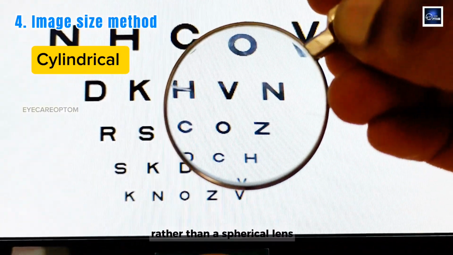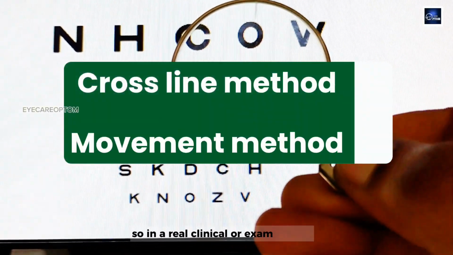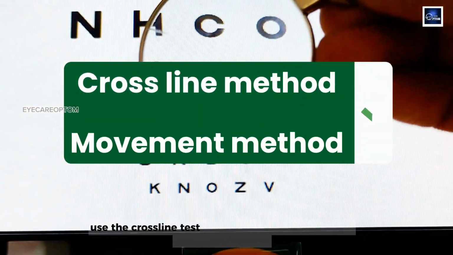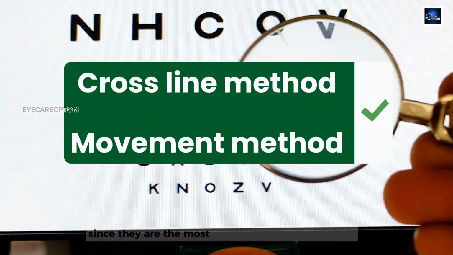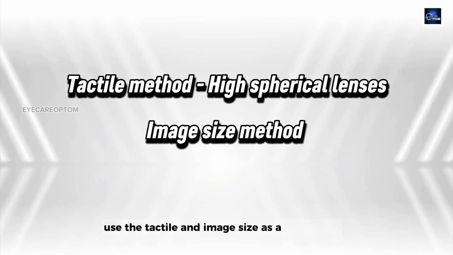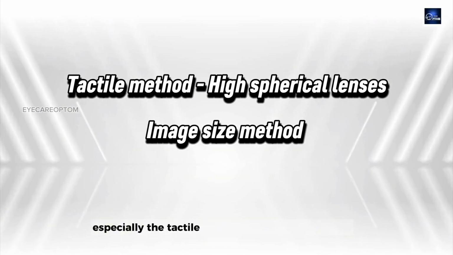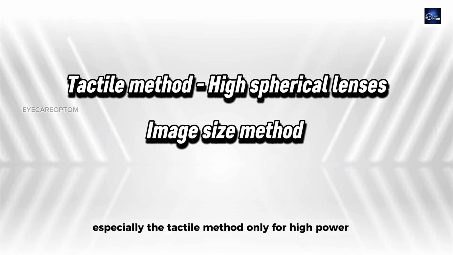So in a real clinical or exam setting, use the crossline test or the movement method as your primary tools, since they are the most reliable and fastest methods. Use the tactile and image size methods as secondary confirmation, especially the tactile method only for high power lenses.